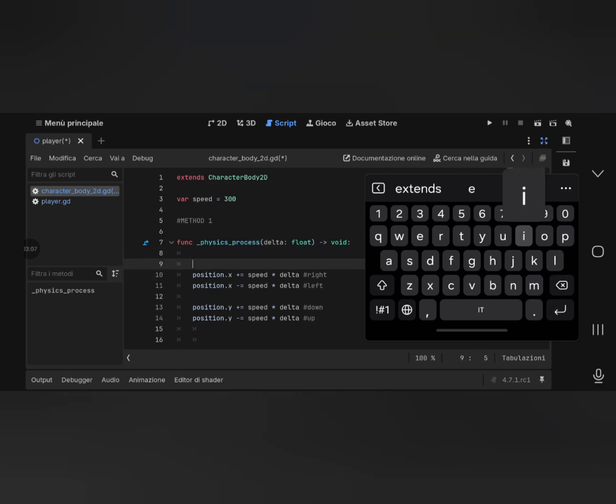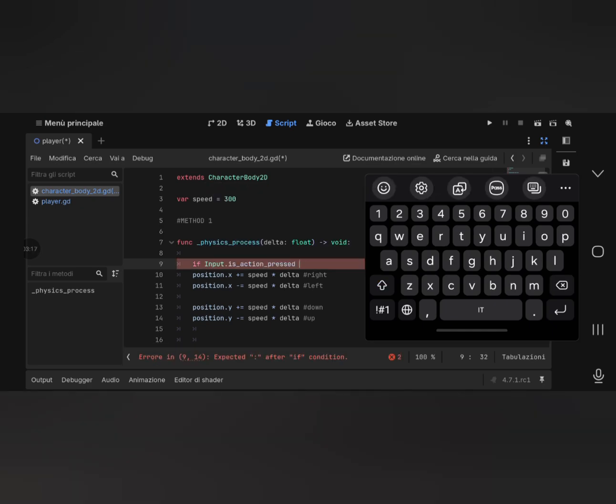Quick tip. Unlike what we usually learn in math class, in Godot, and most game engines, the Y-axis is inverted. Negative Y is up.